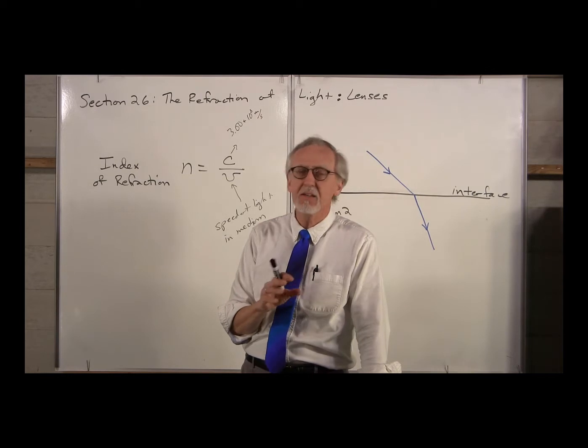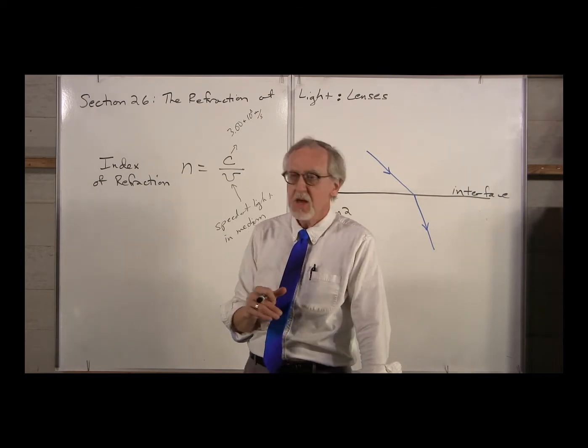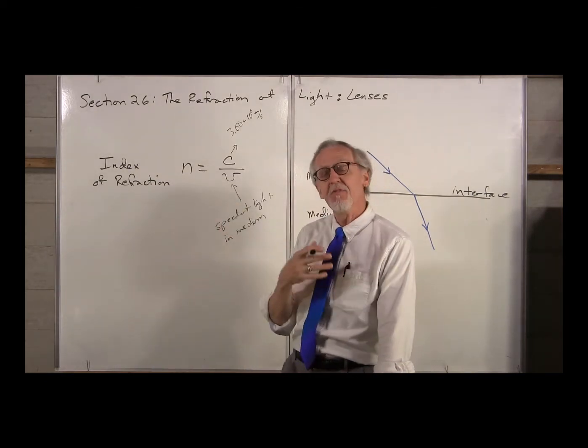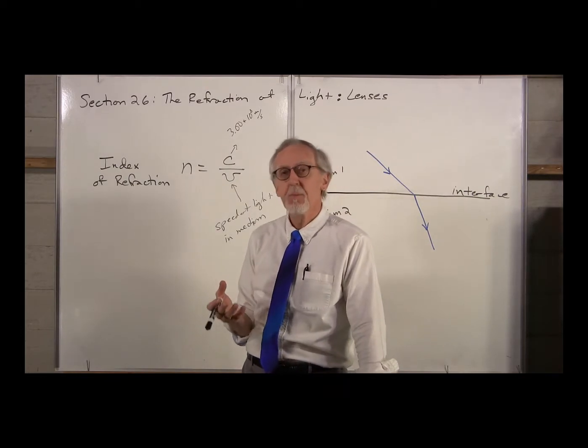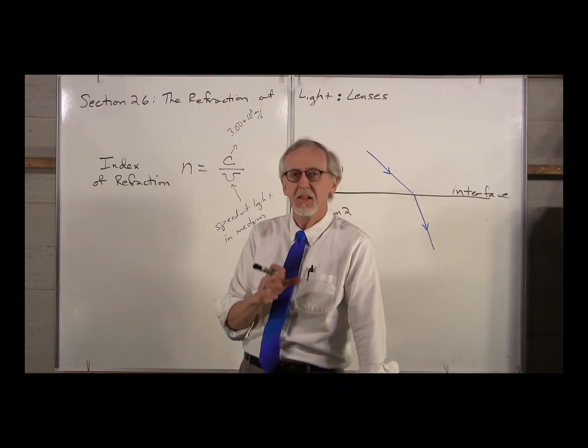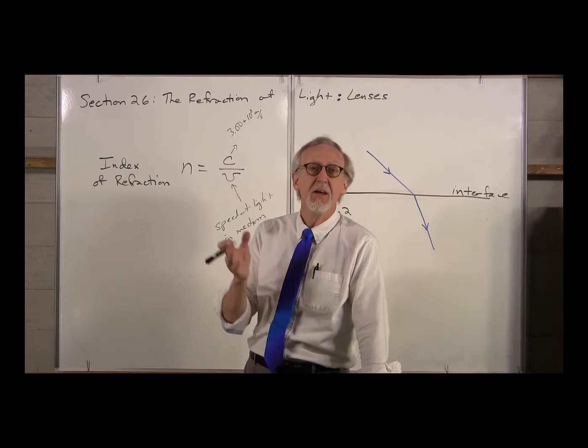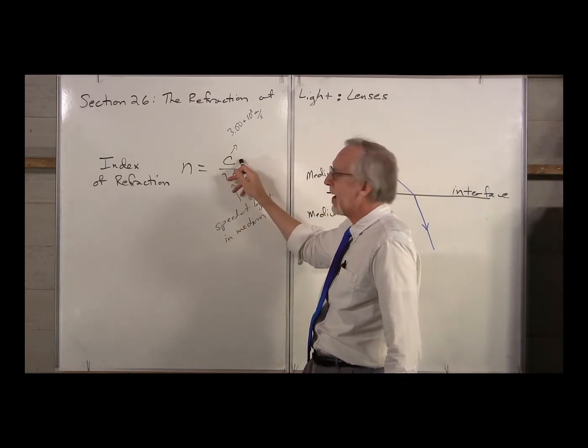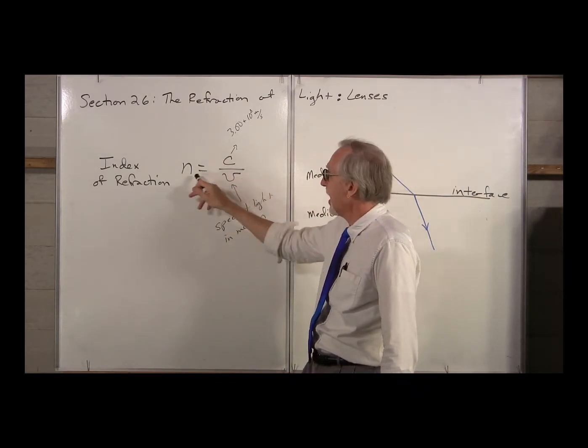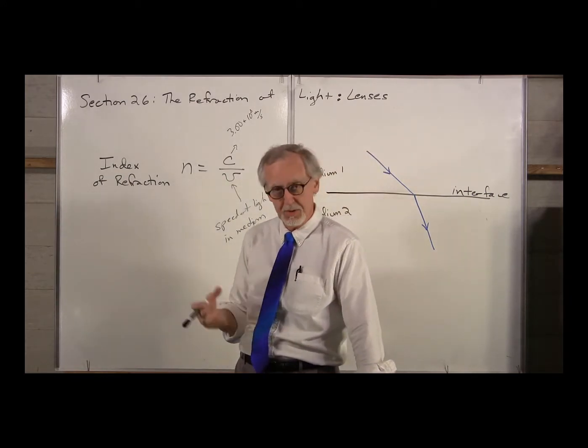In some materials, it might be very close to c, and when that's true, n might be very, very close to 1. But in any other kind of material where it's not close to 1, we're going to end up with a value of c that's larger than v, and n will then be larger than 1.